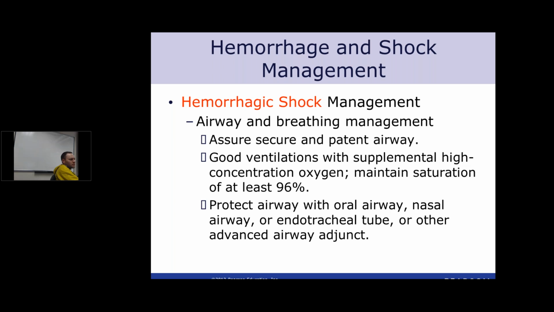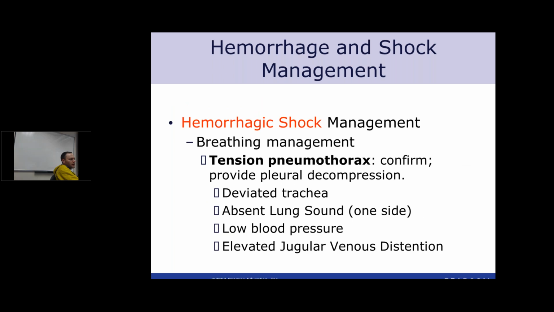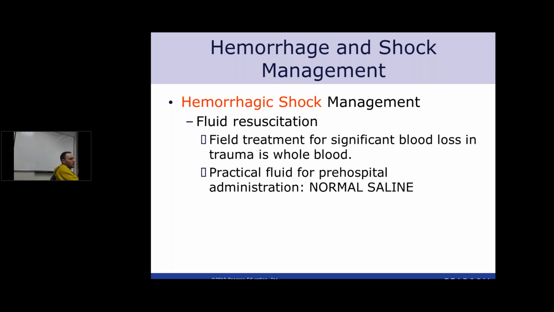Let's see. We've gone through that. Tension pneumo we talked about. These are other signs of tension pneumo. Deviated trachea, absent lung sound. That's ipsilateral, right? Low blood pressure because of that decreased preload that it causes, and then you get elevated jugular venous distension. Why do you get increased JVD? For the same reason, right? Blood's not getting into the heart well, so it's backing up. Good.